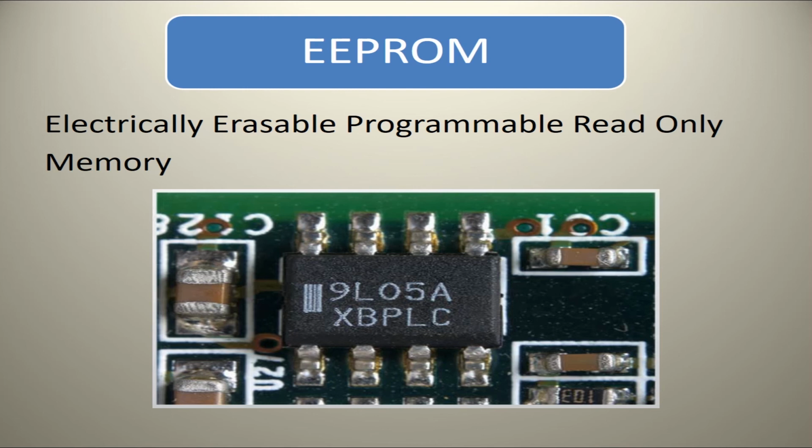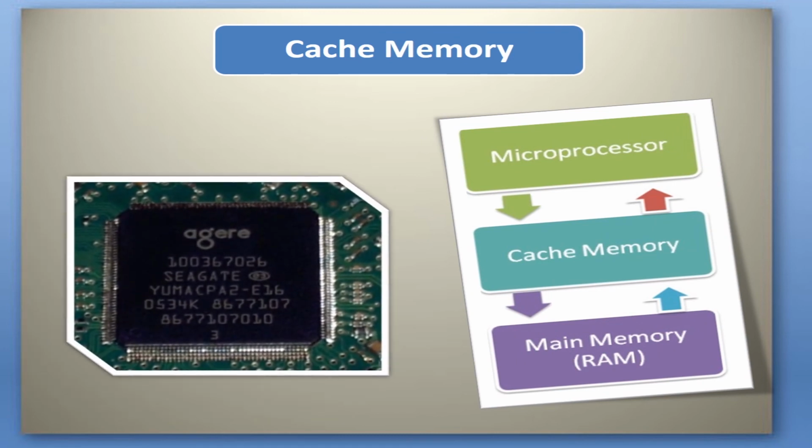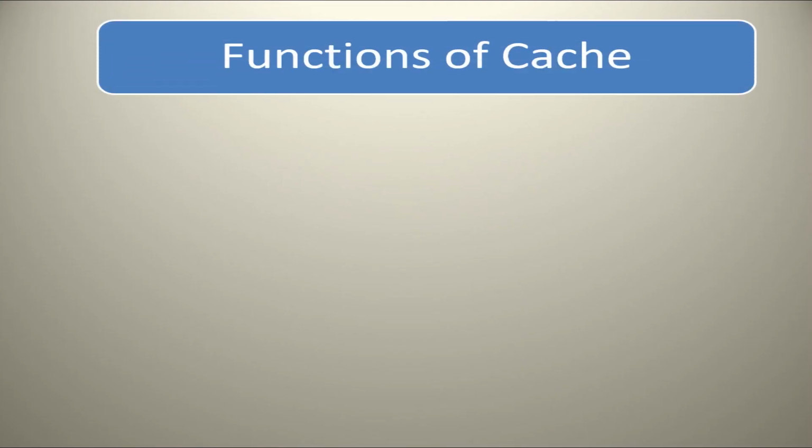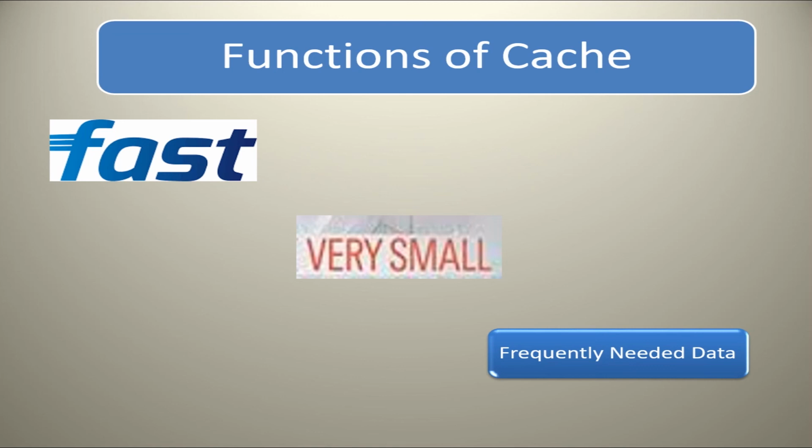The third type of storage is cache memory. It is a special type of high-speed memory that cannot be accessed by the user. The main function of this memory is to make programs and data available to the CPU at a fast rate. Therefore, a cache, which is a very small but fast memory, is used between the CPU and the main memory. A cache stores those segments of programs and data which are frequently needed.